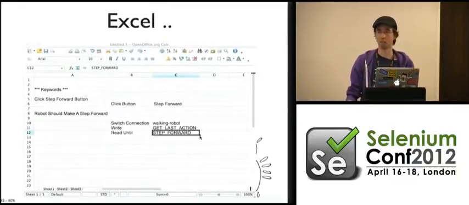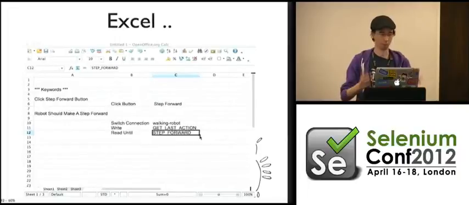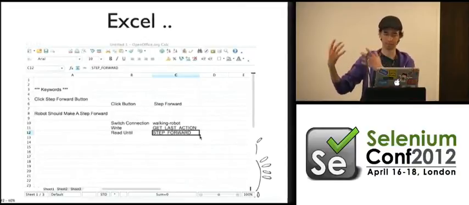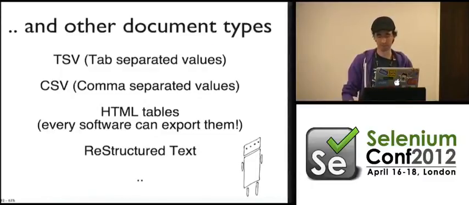There's a project on Google Code that allows you to use Excel files because it's the same column-oriented syntax, and you can use them both in the same project. You can mix and match. Those are Excel files that provide the test data, and then the normal test files or HTML tables providing the real tests. It supports out-of-the-box tab-separated and comma-separated values, so you can just export your test cases from anywhere you like. It supports HTML tables because that's a very common data format, and reStructuredText. That's a documentation thing in the Python world.